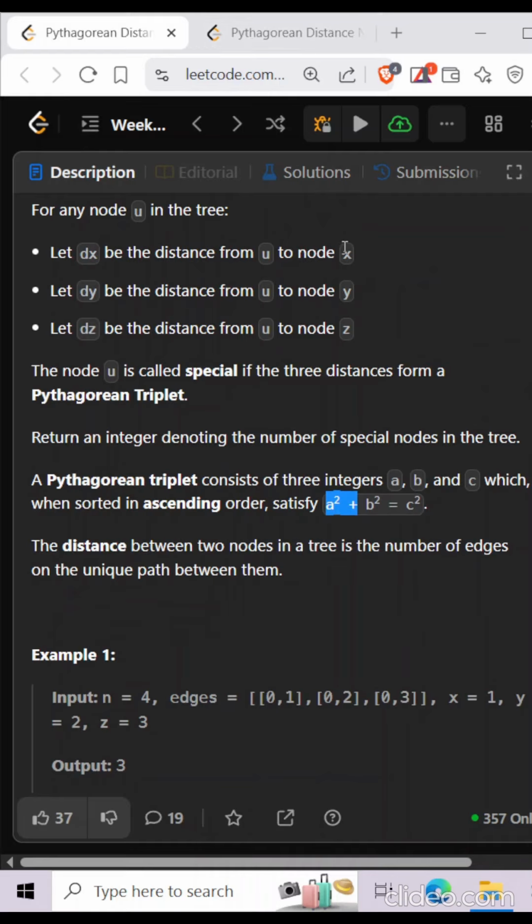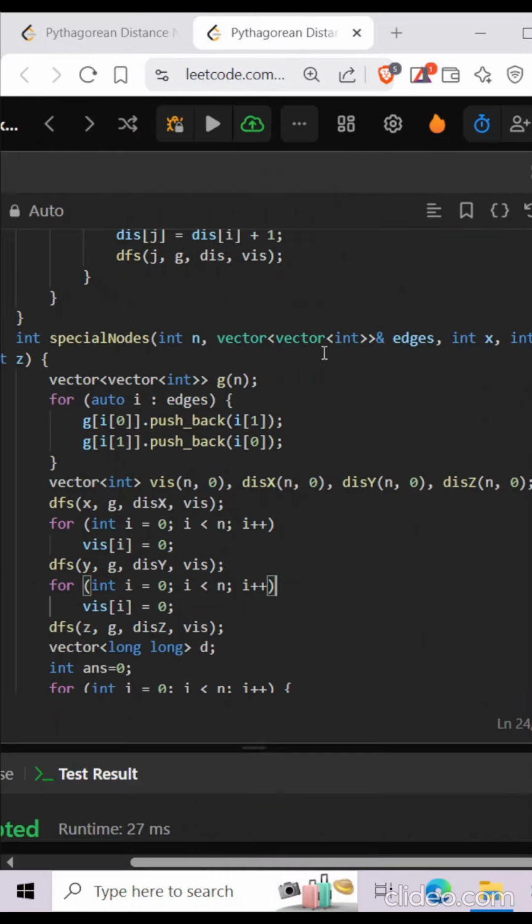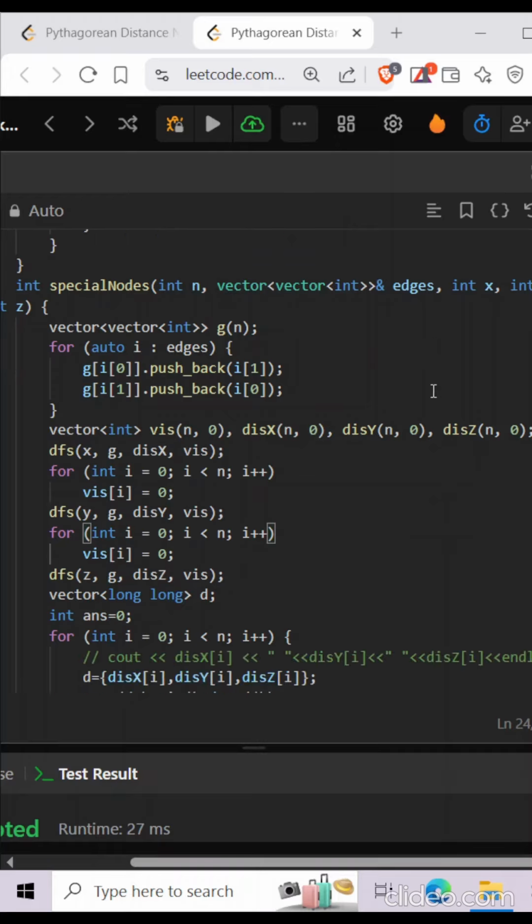Since we find that there are only three targets, what is coming to my mind is that if I simply run a DFS, I can easily calculate distances from a starting node. In a tree, if we have a starting node, let's say root, and we do a DFS traversal, we can get all the nodes' respective distances. And since we have three targets, why don't we run three DFS traversals, store the three distances, and proceed accordingly? Let me show you what I'm saying.